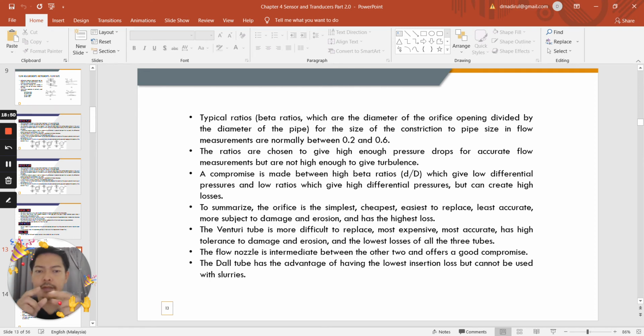To summarize, the orifice is the simplest, cheapest, easiest to replace, but least accurate, and more subject to damage and erosion, and has the higher loss. Whereas the venturi tube is more difficult to replace and most expensive, but it is the most accurate of the types of tube, has high tolerance to damage and erosion, and has the lowest losses of the three tubes. Whereas the flow nozzle is intermediate. It's a compromise between the two and offers a good compromise between the venturi tube and the orifice. Whereas the Dall tube has the advantage of having the lowest insertion loss but cannot be used with flow with slurry.